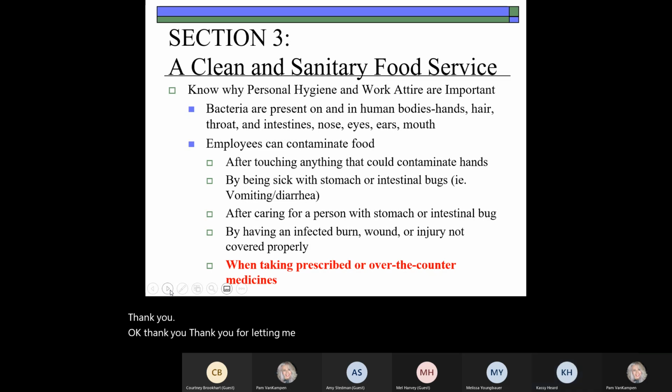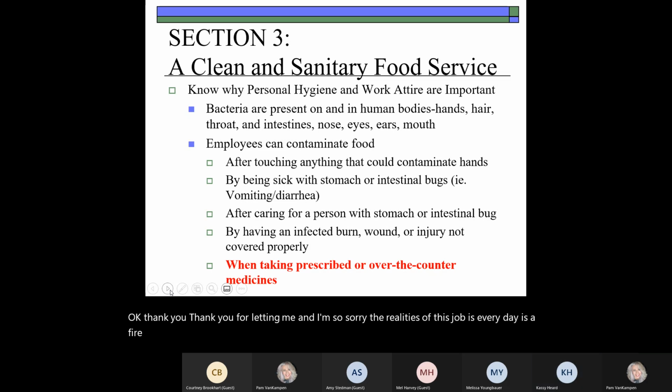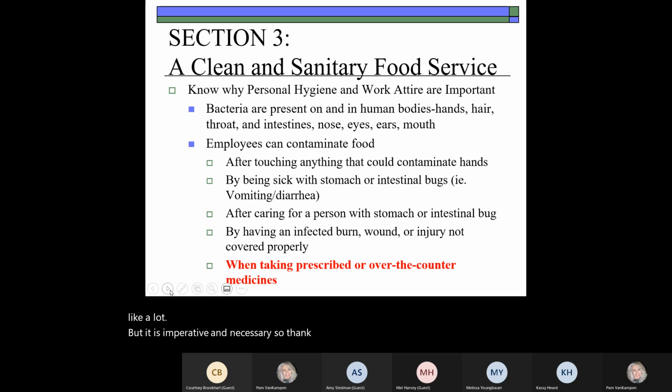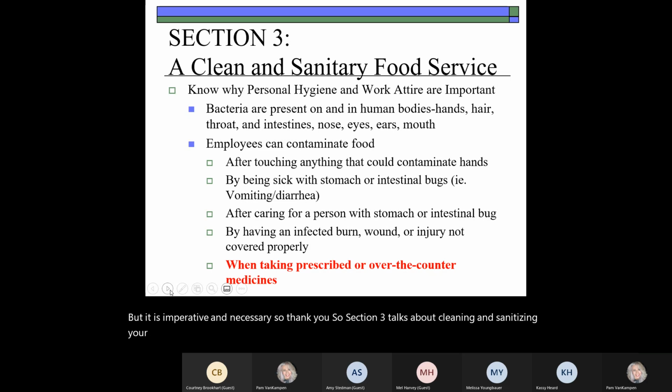And I'm so sorry. The reality of this job is, every day is a fire. So again, by us asking you to do all these things and be vigilant with food safety, it seems like a lot, but it is imperative and necessary. So thank you. So section 3 talks about cleaning and sanitizing your food service area.